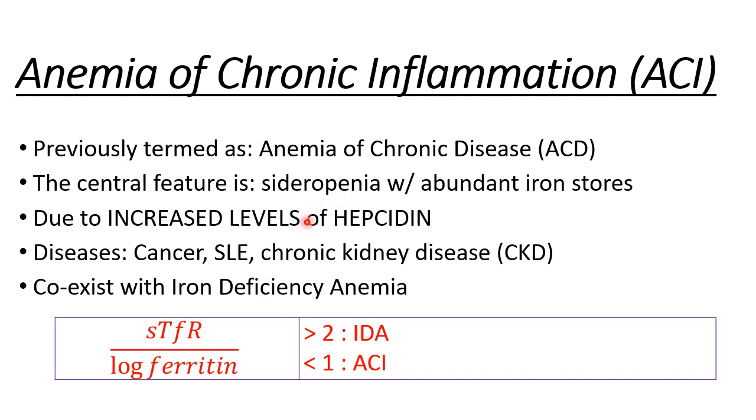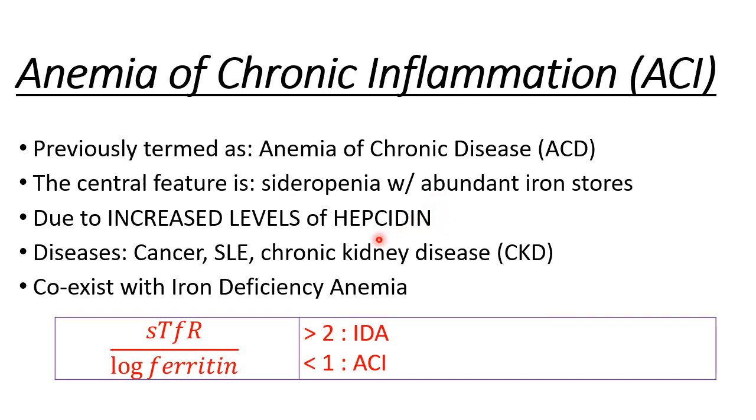Bakit kaya hindi napupunta yung iron na to papunta dun sa RBC? Dahil ito sa abnormally high level of hepcidin. Remember, hepcidin, ito yung magdi-distribute ng iron storage mo papunta sa mga dapat or sa mga organs na nangangailangan ng iron. Halimbawa, yung bone marrow, kailangan niya iron para dun sa RBCs. Okay? So, therefore, kapag sobra-sobra yung levels ng hepcidin mo, yung iron, no, hindi napupunta dun sa tamang place.